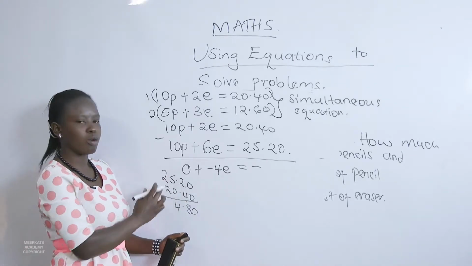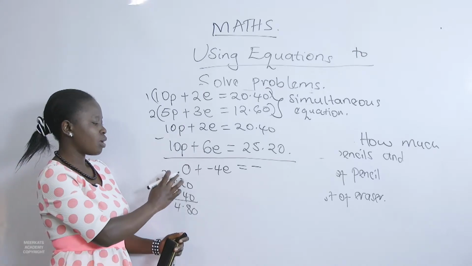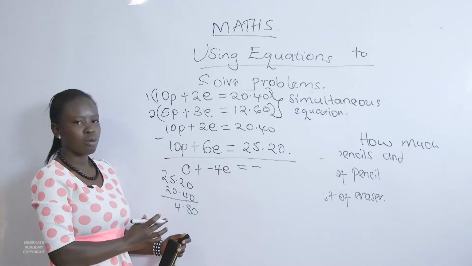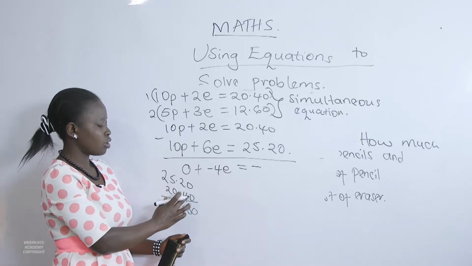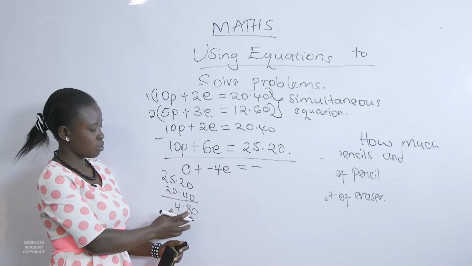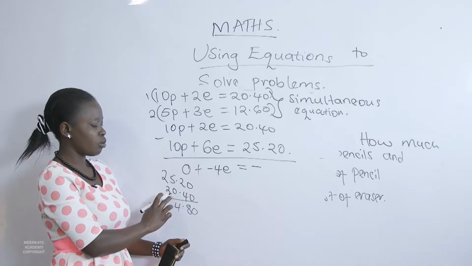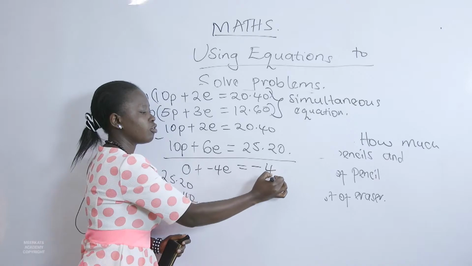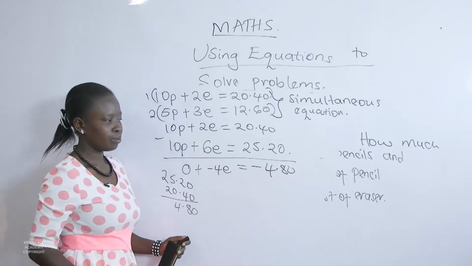So it means I have to borrow 1 from 25. The 1 is made to be 100. So 100 plus 20, we have 120. So 120 minus 40 will give us 80. Then 24 minus 20, we have 4. So it means this is a negative 4.80.